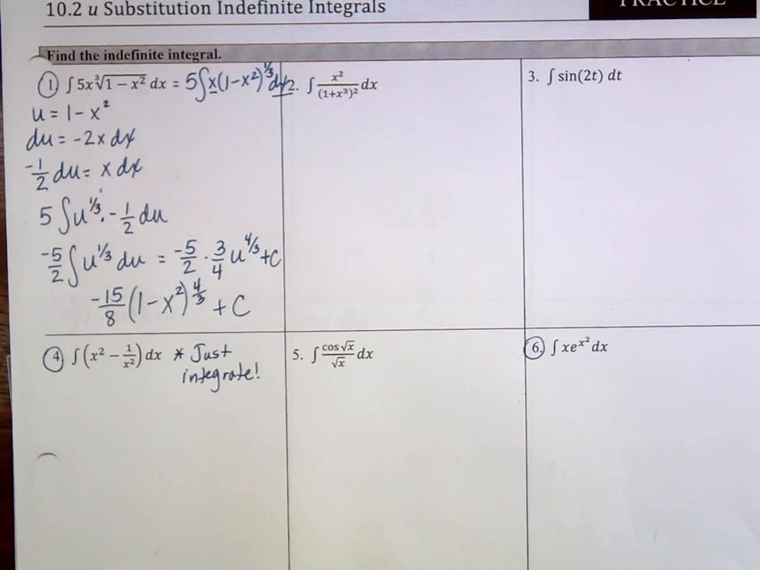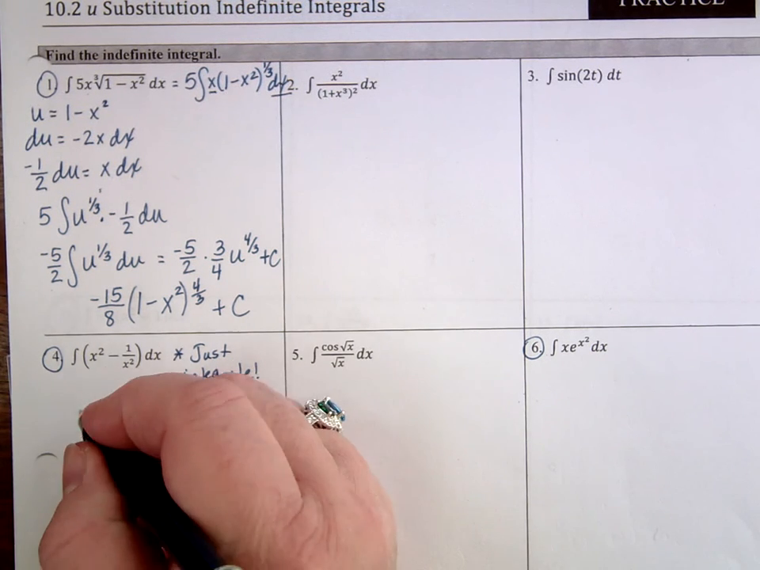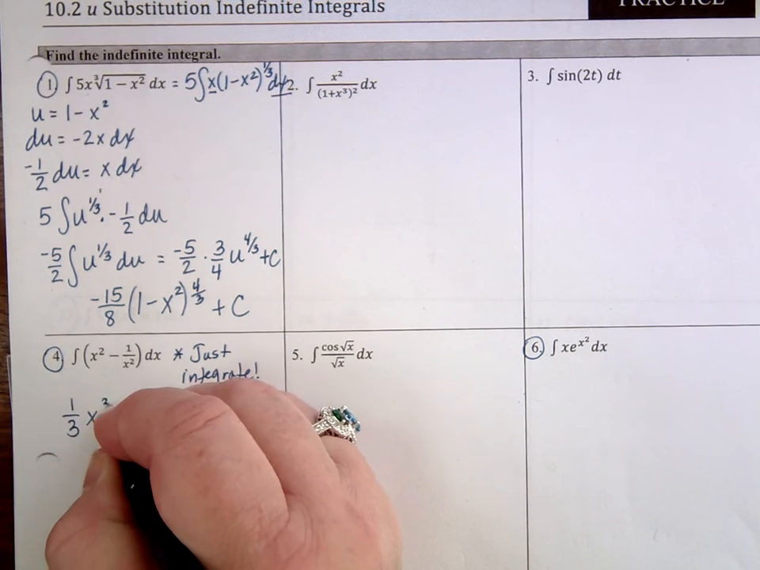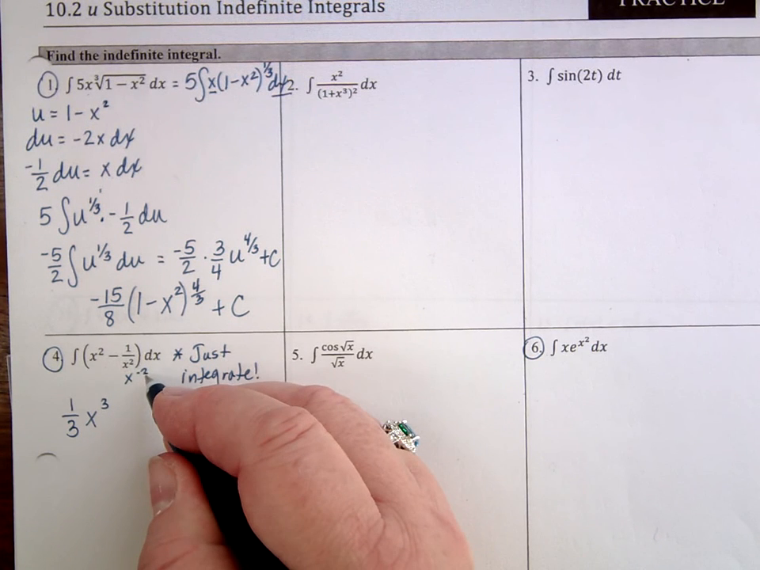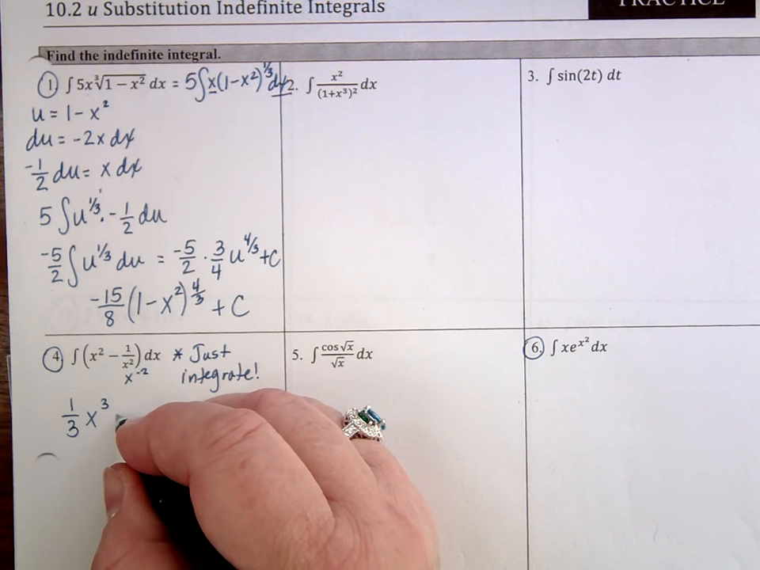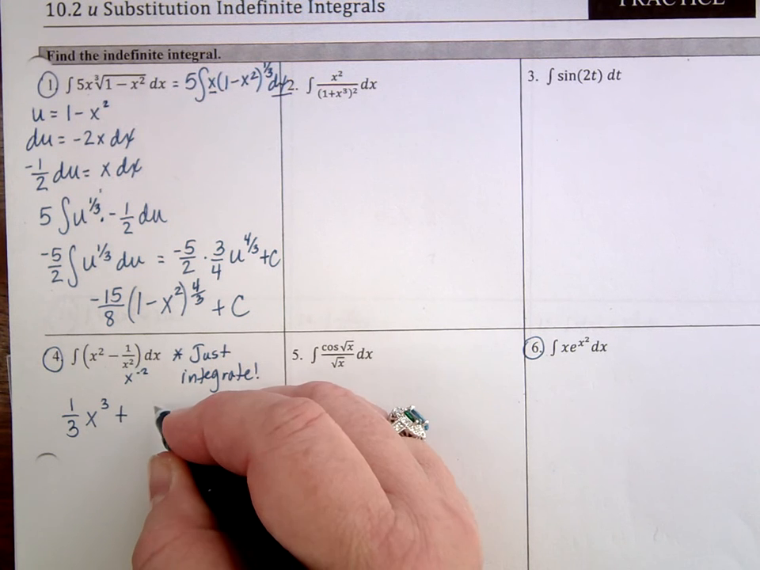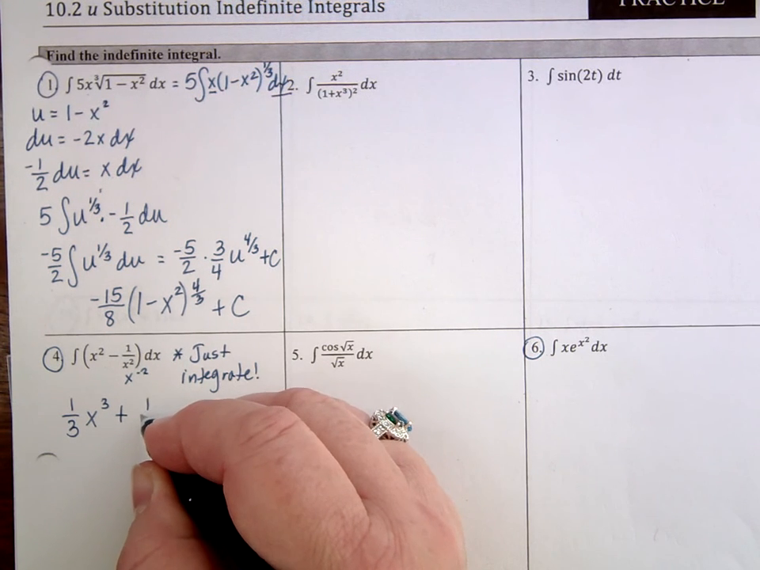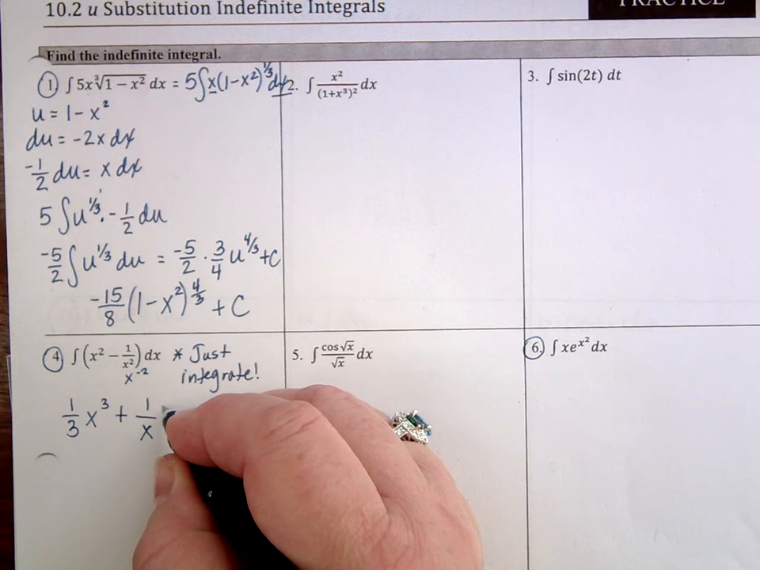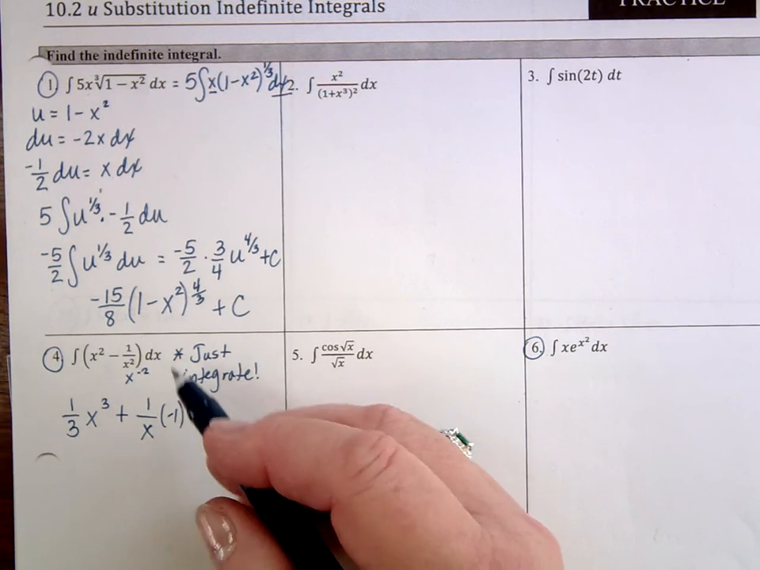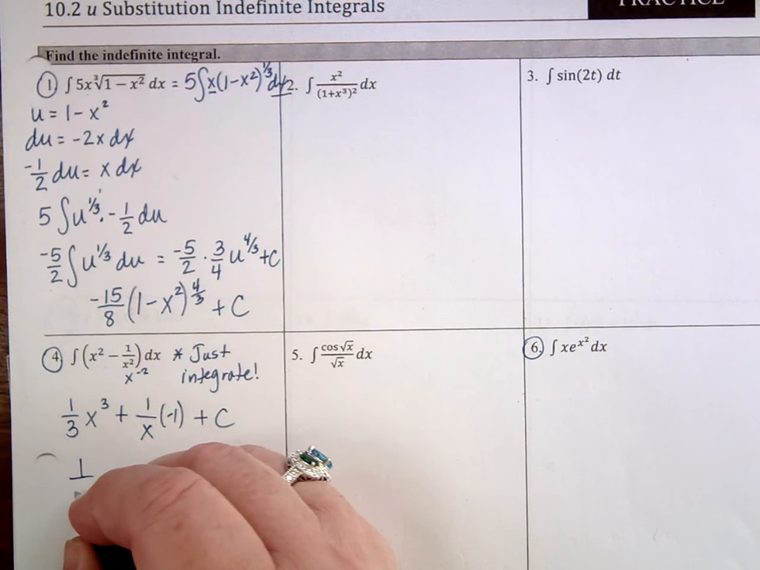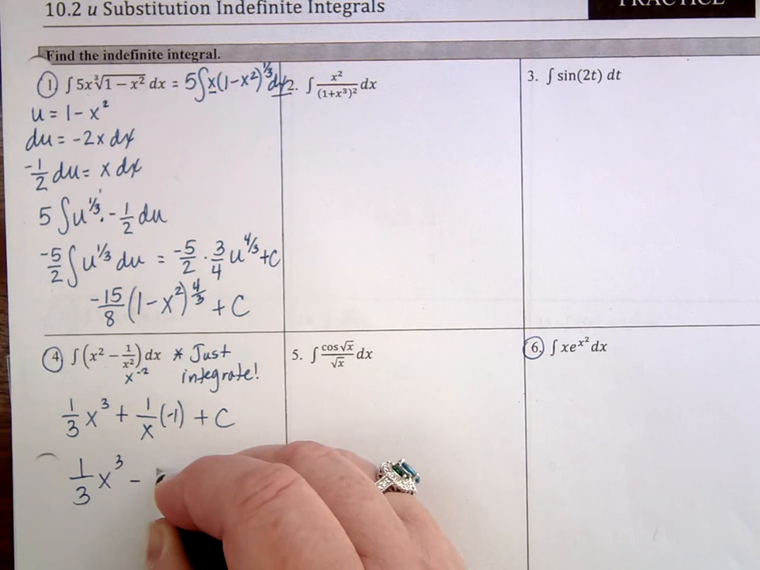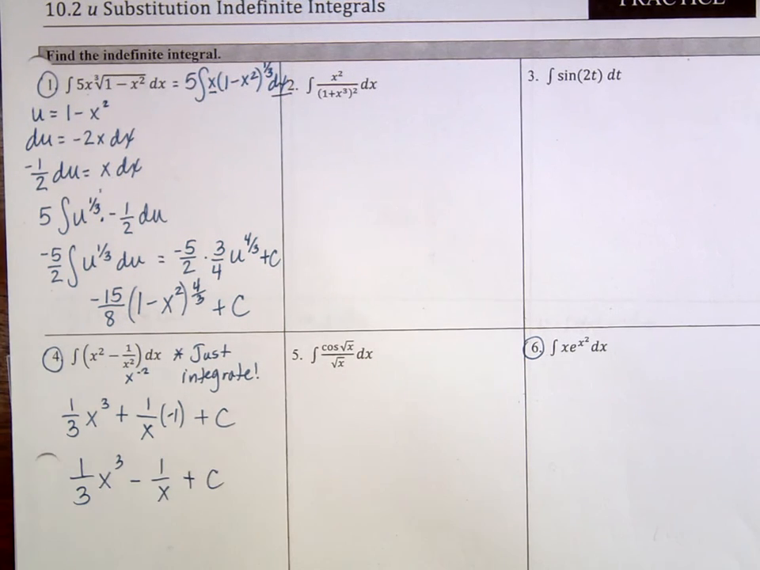All right, so if I do that, I end up with the integral of x squared is 1/3 x cubed. This is x to the negative 2 power. So if I take it and add a power on, I get x to the negative 1 power. So it's technically going to be x to the negative 1 power, 1 over x, but divided by a negative 1. And I've got a plus c. So I have 1/3 x cubed minus 1 over x plus c. And that's your answer to number 4.